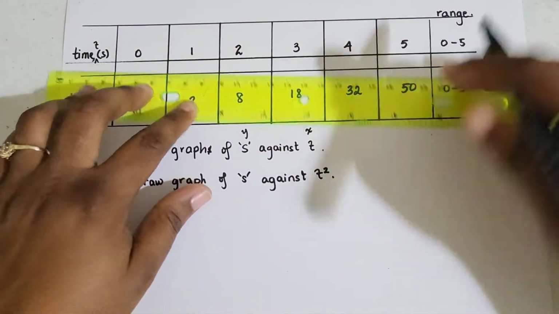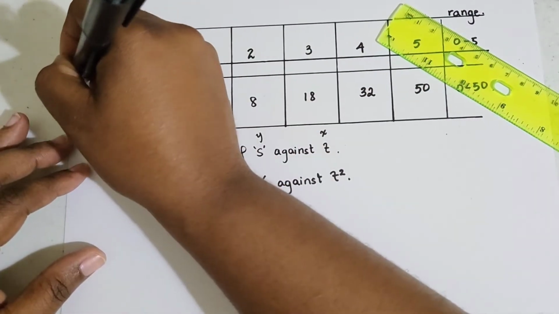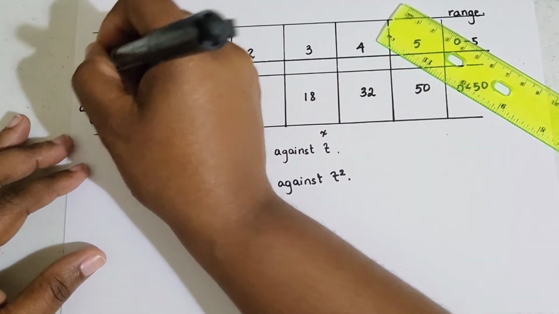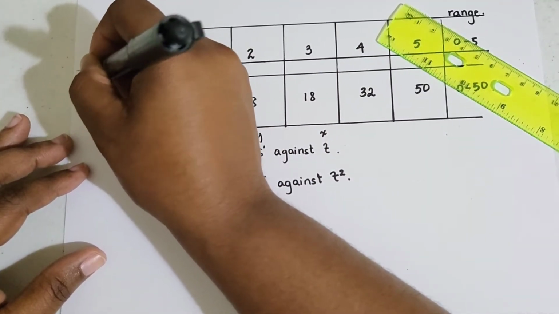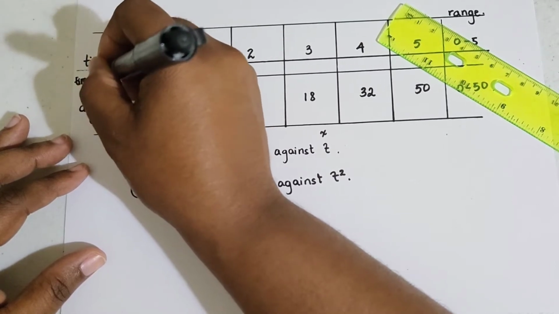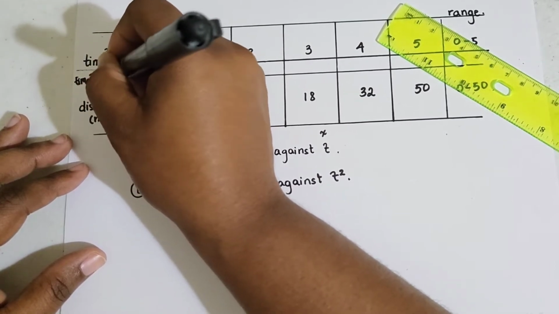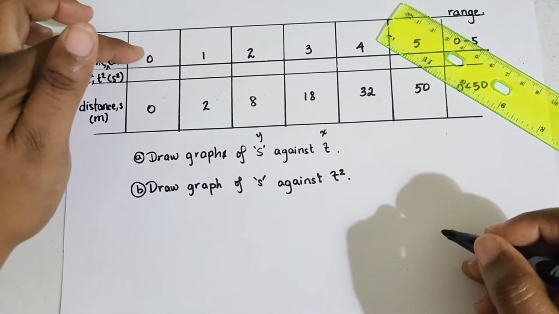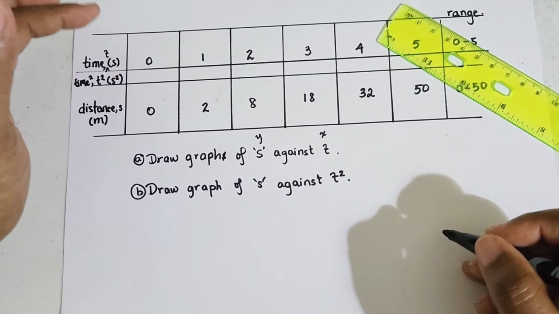Take the values of t and square it. So now we're dealing with time squared, and we're going to put here t squared. Therefore, if we're using time squared, our unit will be in seconds squared. All you have to do is take the number here and multiply it by itself. That's what I mean by squared.